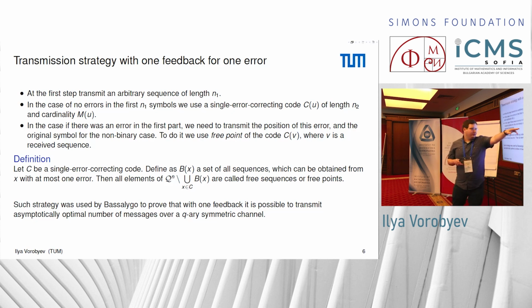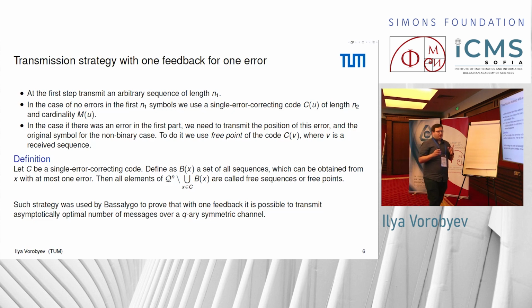It was a sequence V with one error, and we already have some code C of V, which is used in case there was no error. So to correct the error in the first part, we use free points of this code. What I mean by free points: if we look at the code as a set of spheres, we are talking about one error here.